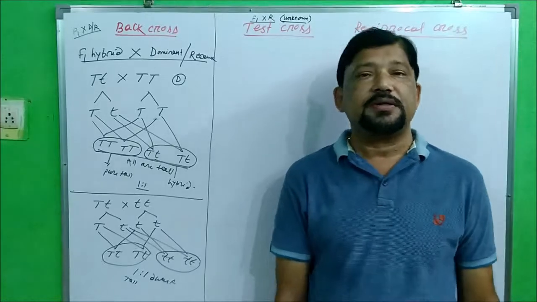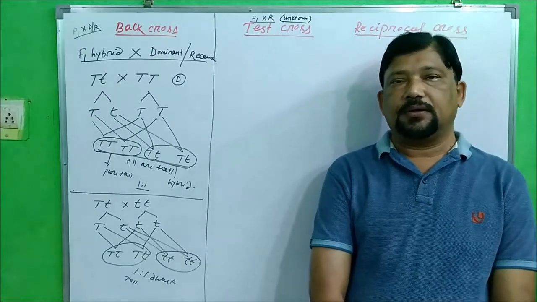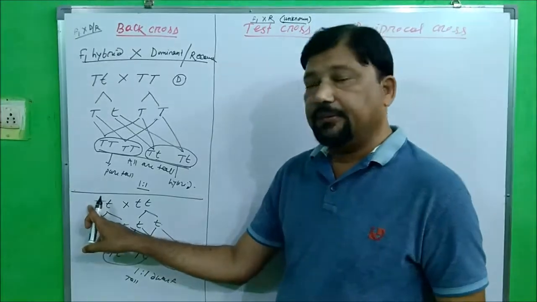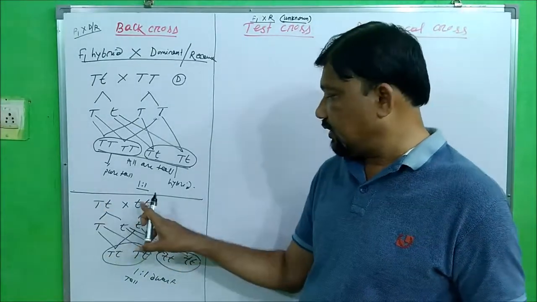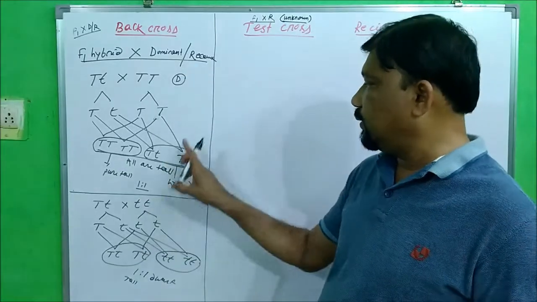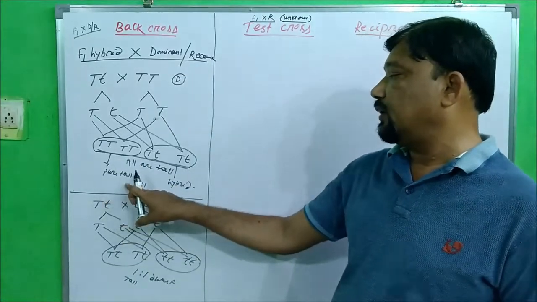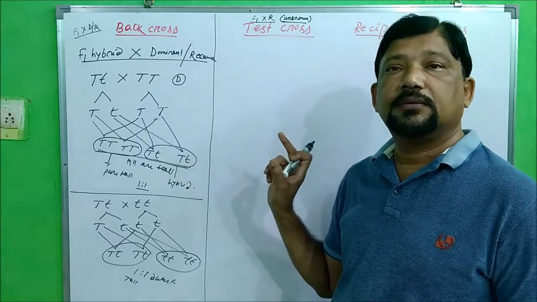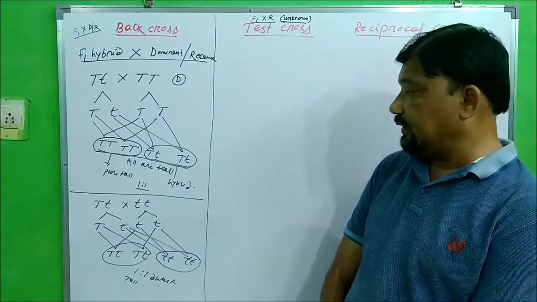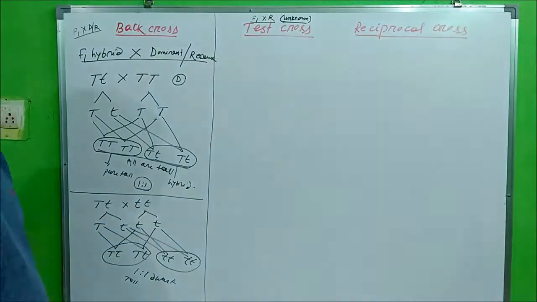Whereas these talls are hybrid talls. You will not get pure tall when an F1 product is crossed with a dwarf variety. But when it is crossed with the dominant variety, you will get pure tall and hybrid tall. Clear? So this is the ratio that you obtain in back cross.